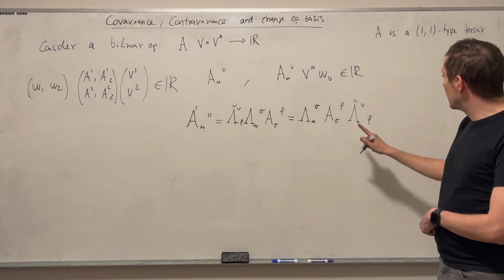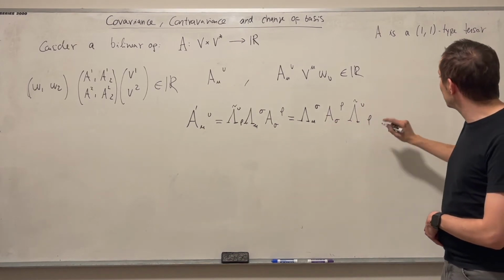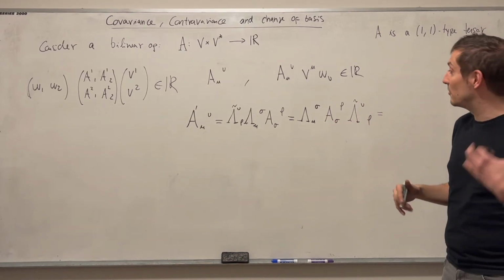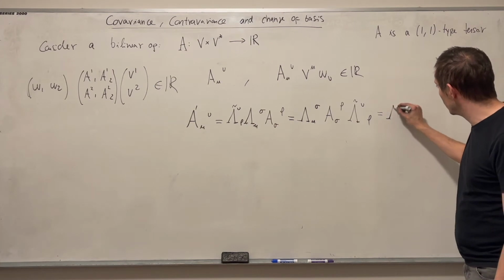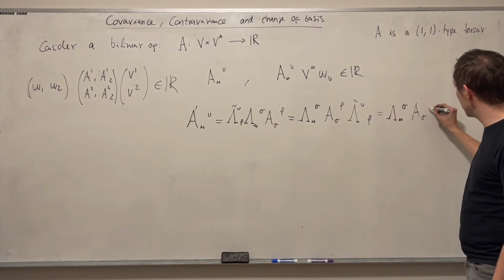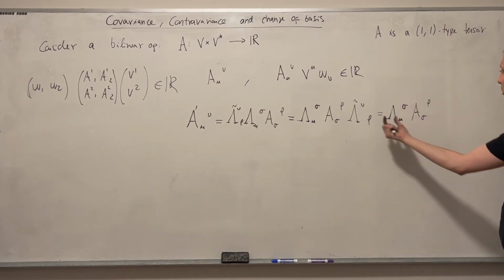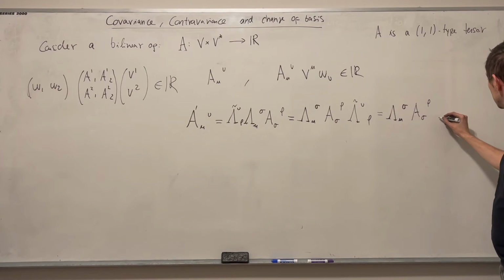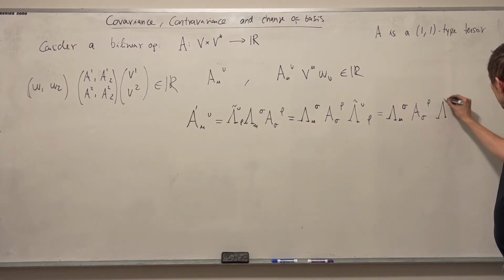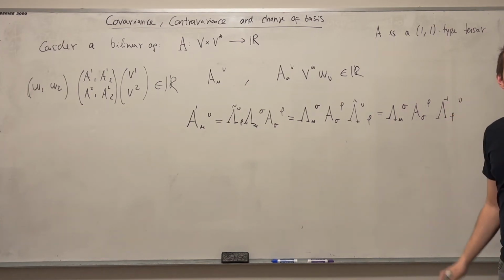Okay. But what was lambda tilde? Now, it's looking like a matrix product, right? But what is lambda tilde? Remember, the lambda tilde is the inverse transpose of lambda. So I can do lambda mu sigma A sigma rho, and then I write here inverse transpose. So I take the inverse and change the indices. Lambda to the -1, and I change the index for the transpose now. Rho nu. And now it's written as a matrix product.